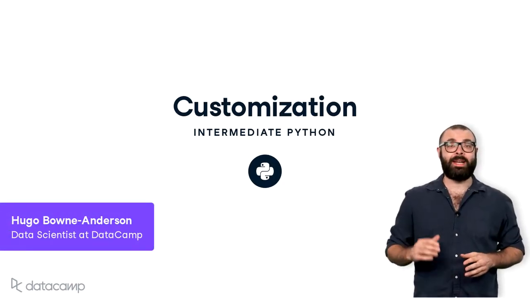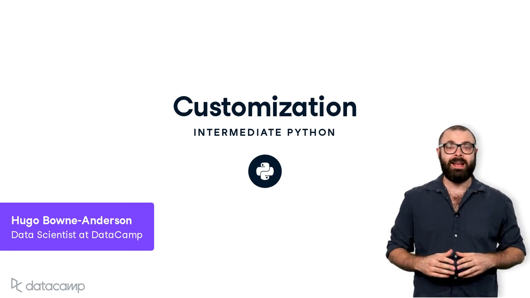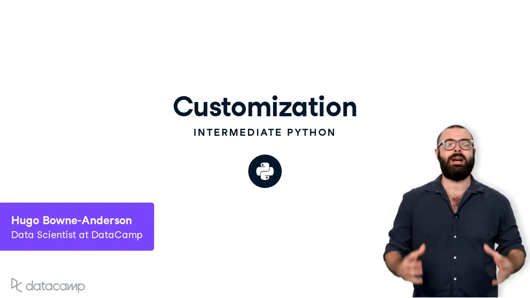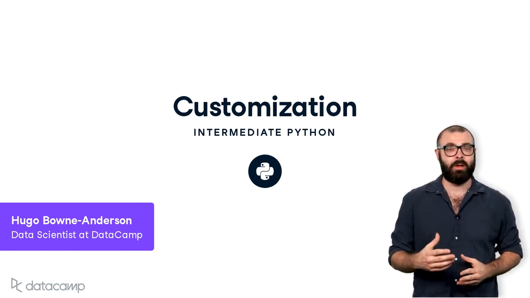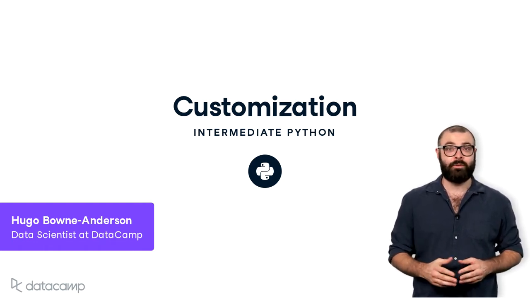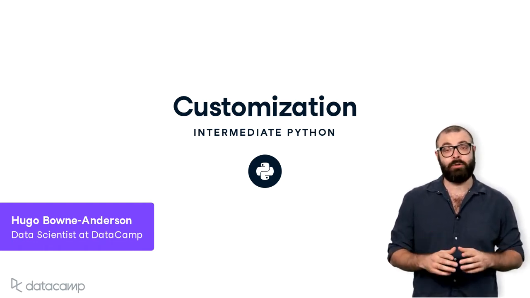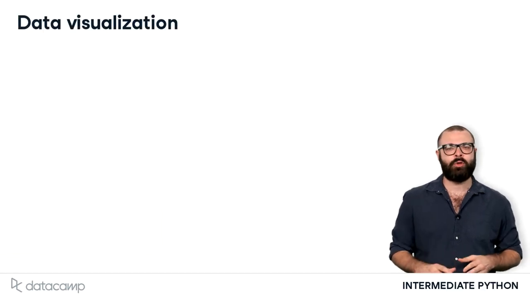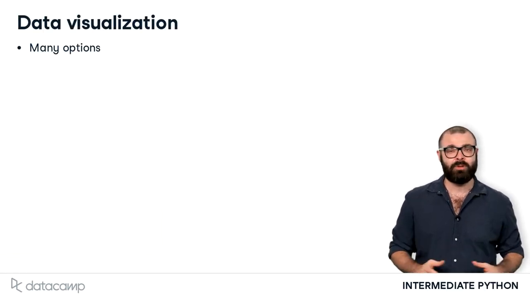Wow, now you've got histograms under your data viz belt. Let's figure out how to customize our plots. Creating a plot is one thing. Making the correct plot that makes the message very clear, that's the real challenge. For each visualization, you have many options.